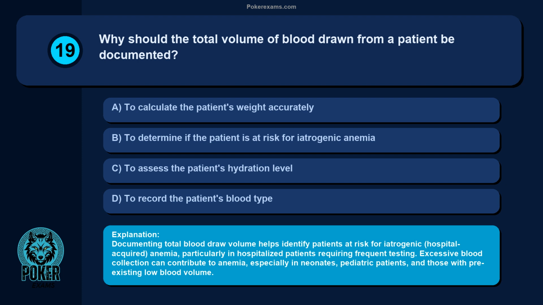Documenting total blood draw volume helps identify patients at risk for iatrogenic, hospital-acquired, anemia, particularly in hospitalized patients requiring frequent testing. Excessive blood collection can contribute to anemia, especially in neonates, pediatric patients, and those with pre-existing low blood volume.